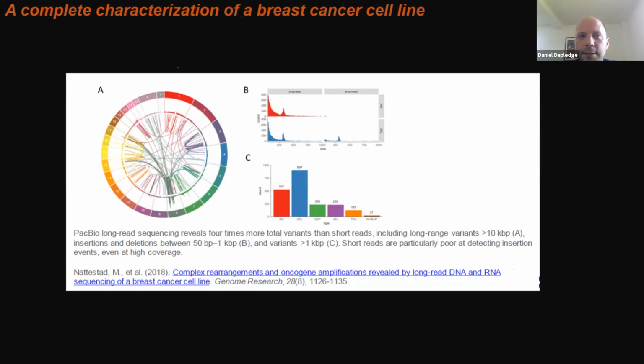But there have also been some interesting studies, particularly this one, which I'm highlighting here, where people have used it to look at complex rearrangements and amplifications of oncogenes in breast cancer cell lines. And this is a particularly good paper to read if you're interested in learning more about PacBio sequencing and its potential role alongside short read sequencing approaches in tackling these sorts of questions.